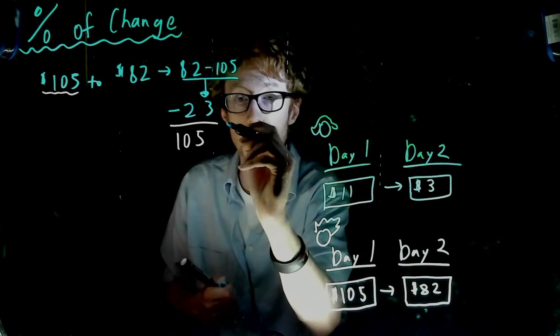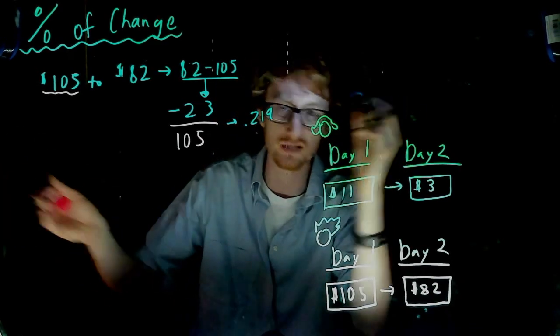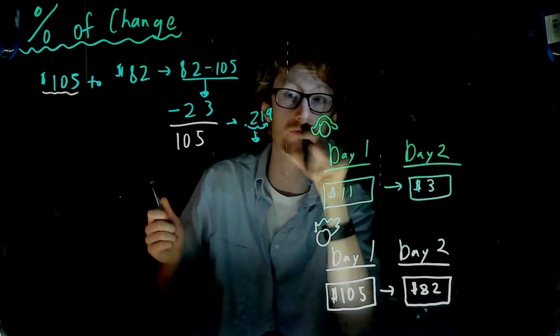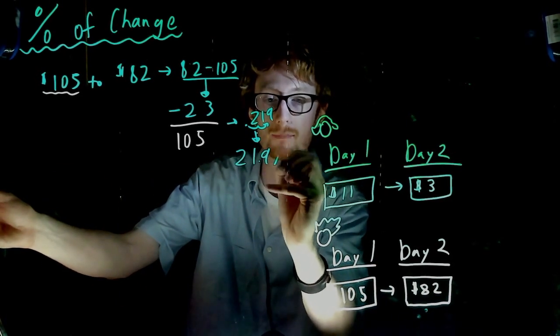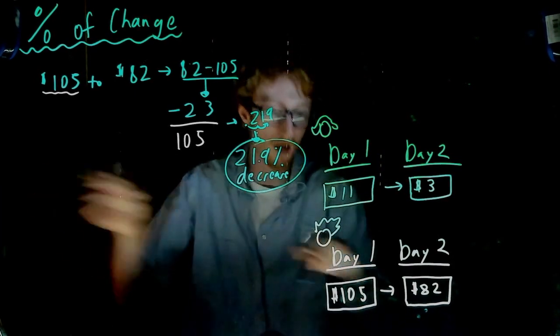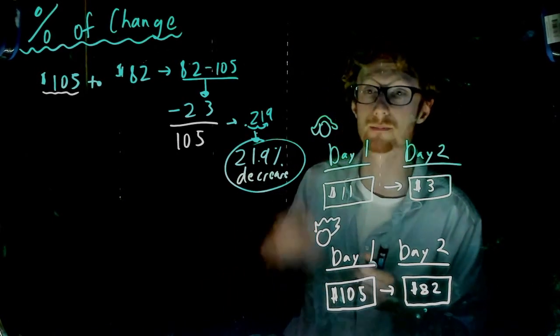So when I divide that, I get 0.219, and I get a bunch of decimal places after that. So again, I'm going to simplify that down. Remember, move the decimal 2 places to the right. So 21.9% decrease in funds, right? So I lost from $105 to $82. I lost 21.9% of my funds.